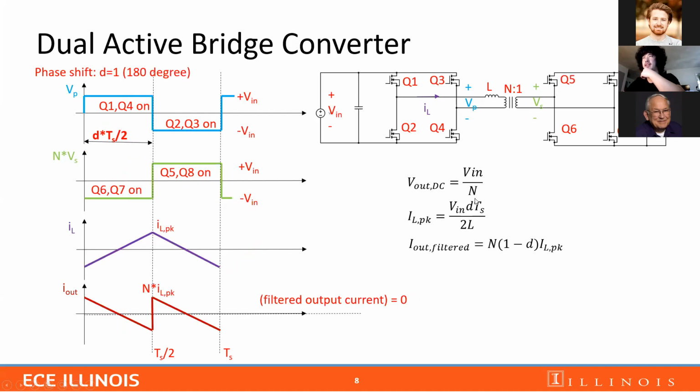We can also look at an extreme case. So if the VP and VS are completely out of phase, the inductor current will still be changing. But since the positive and negative portions are the same, the average value will be 0. So the DC output current will also be 0. And this is also predicted by the equations on the right.